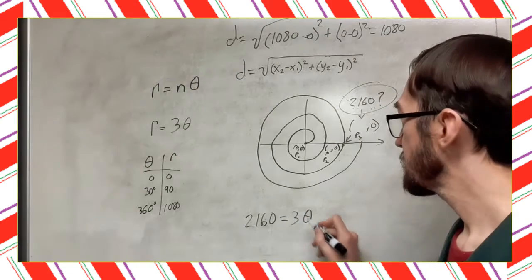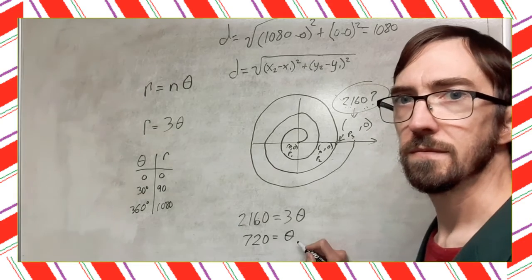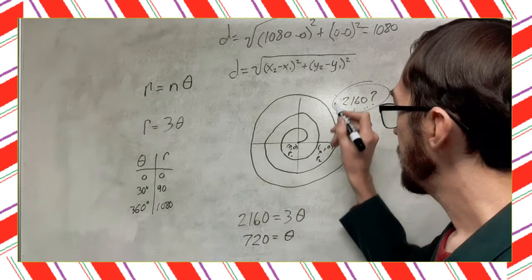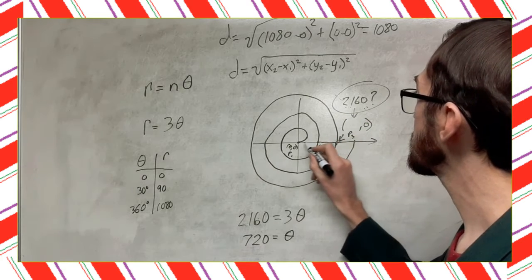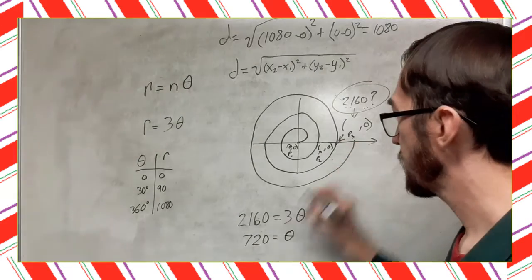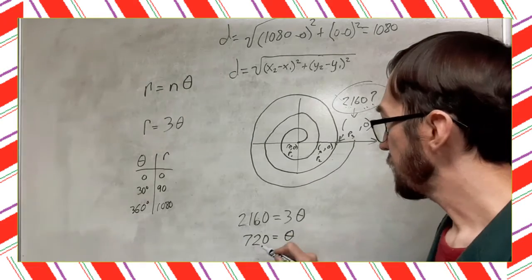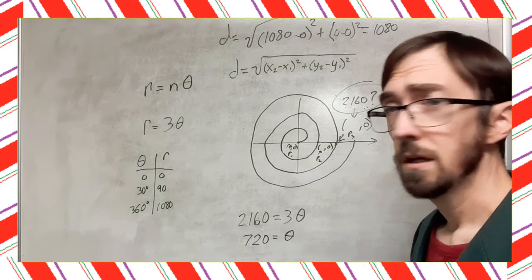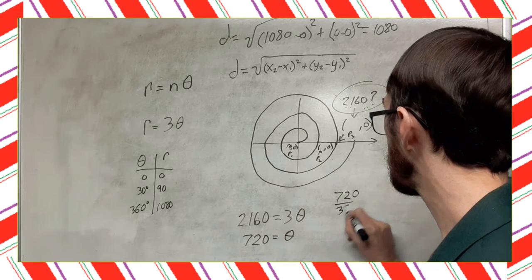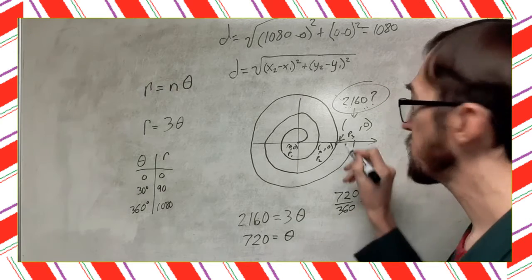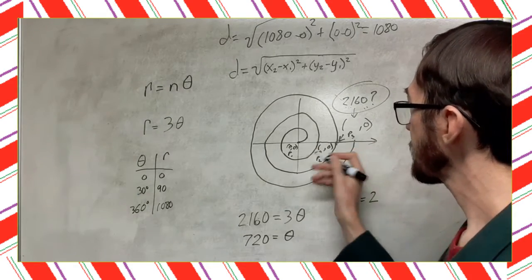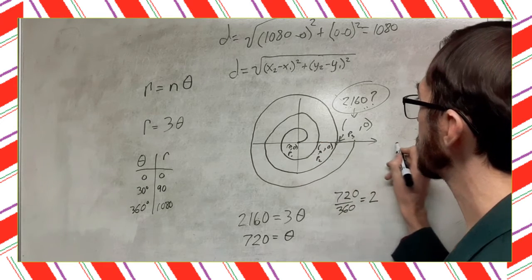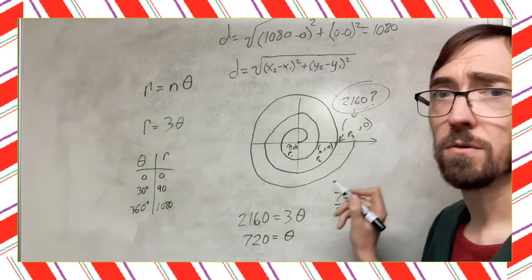To get theta isolated, we're just simply going to divide both sides by 3. Dividing 2,160 by 3, we get 720. So the angle to go around to get a distance of 2,160 out here, we're going to have to go around 720 degrees. Now the question is, is that going around twice? If we take 720 and divide it by 360, we do get 2. So that's 2 revolutions. That does show that our spacing here is increasing by the same amount. So this is not a formal proof, this is just a demonstration, but we see that as we move out here on the x-axis, we are increasing by the same amount each time.